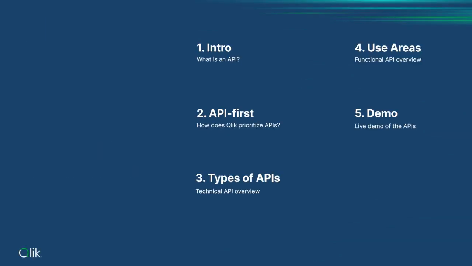This is the agenda for today. We're going to begin with what is an API, how Qlik prioritizes APIs in our product, the types of APIs from a technical point of view. Then we're going to switch gears and look at the APIs from our four use areas. And last but not least, we're going to see a live demo of the Qlik Cloud APIs. Let's get started.